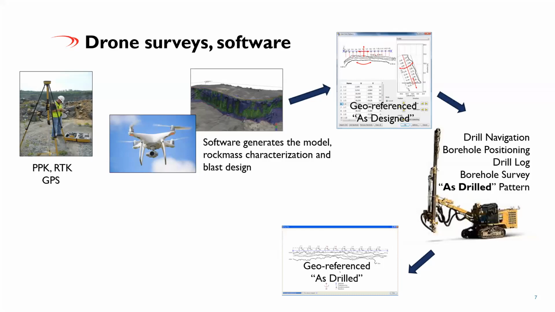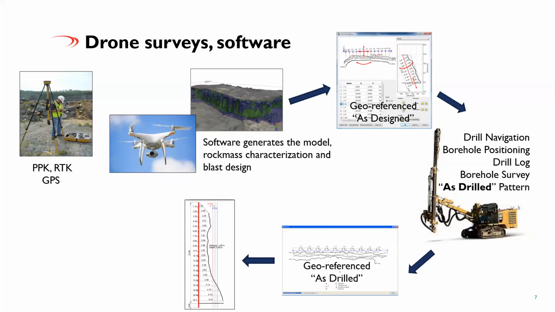So now we have the characterization of the face and the actual location and position of that drilled hole. So at that point, we're actually able to generate what we call a true minimum burden profile like we see here.